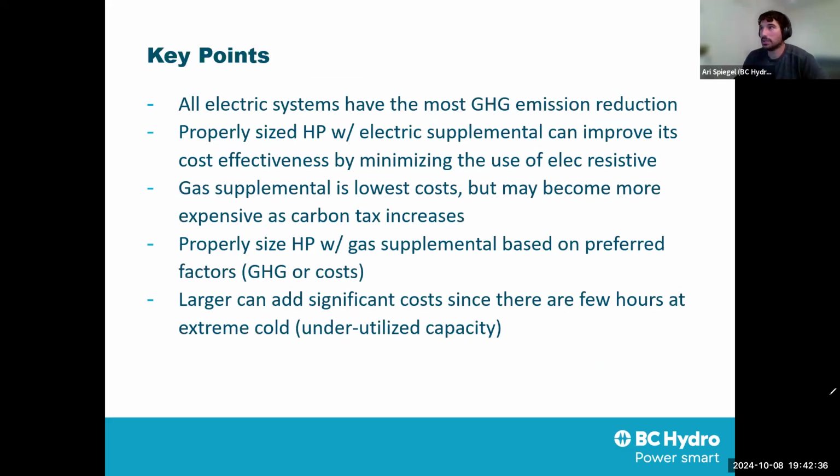So some key points around this. All electric systems, so electric supplemental, will have the most greenhouse gas emission reduction. Properly sized heat pumps with electric supplemental can improve the cost effectiveness as long as we're minimizing the use of electric resistance. It also helps avoid things like panel upgrades and additional electrical capacity you may not have.